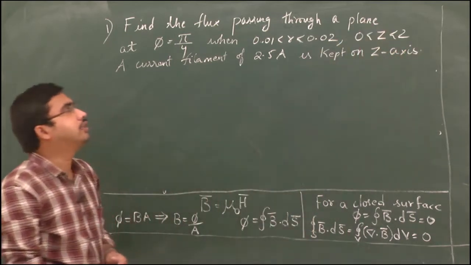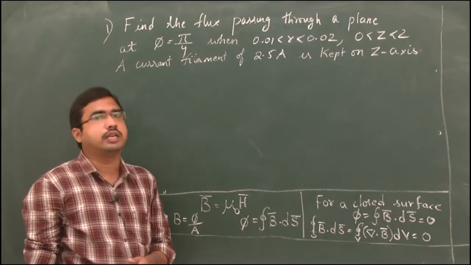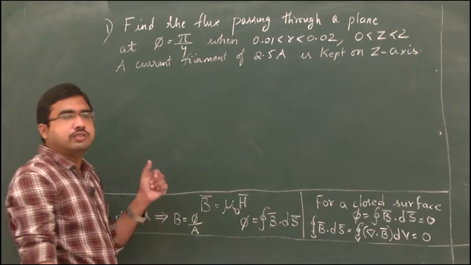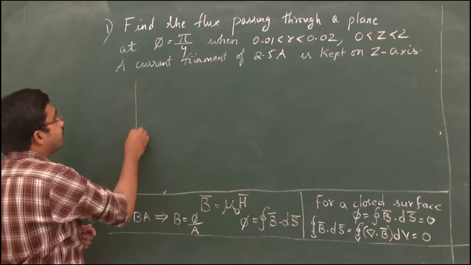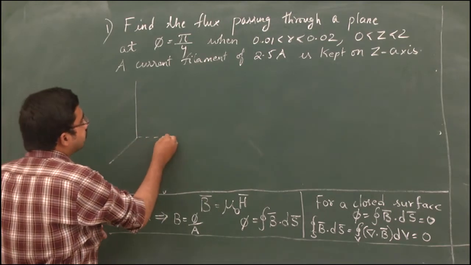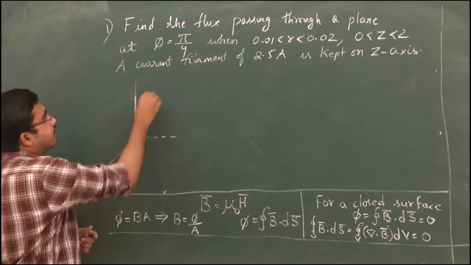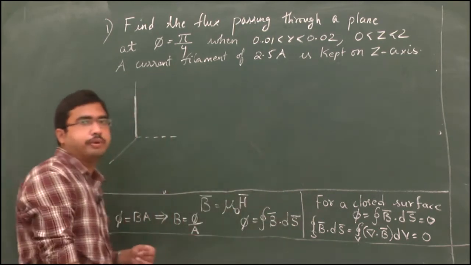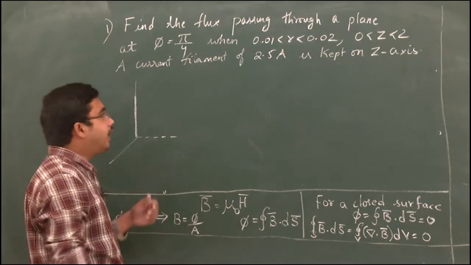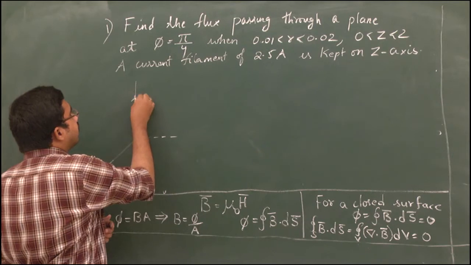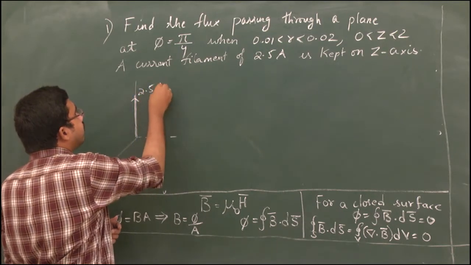A current filament of 2.5 amps is kept on z-axis. That means the solution is very simple. Here we are considering a straight current carrying conductor which is kept on z-axis. They have said that a current filament of 2.5 amps is kept on z-axis. So this is your current filament which carries a current of 2.5 amps.